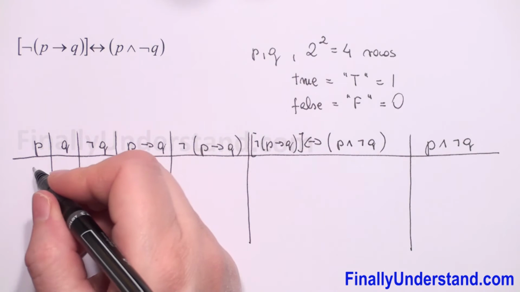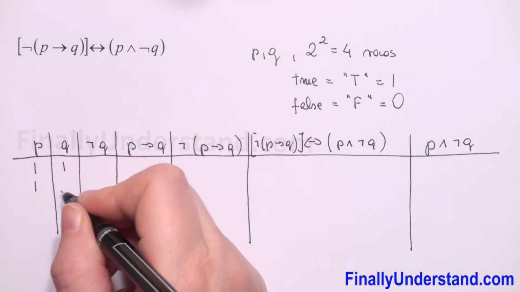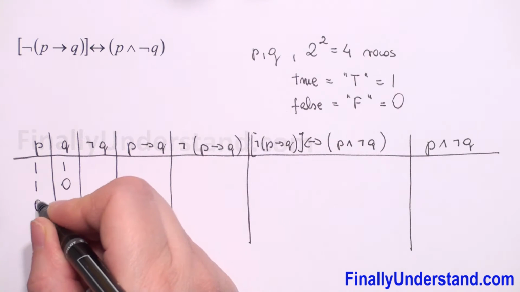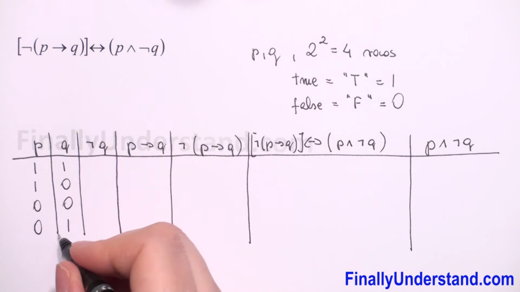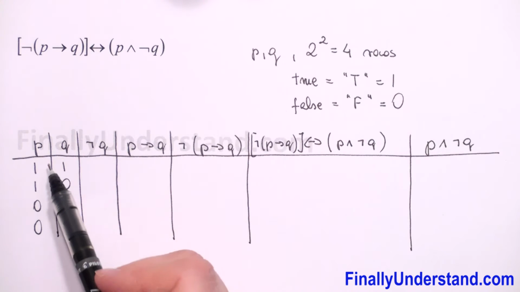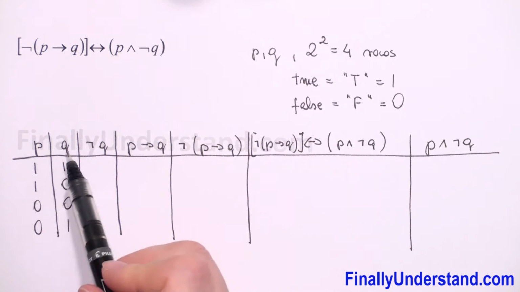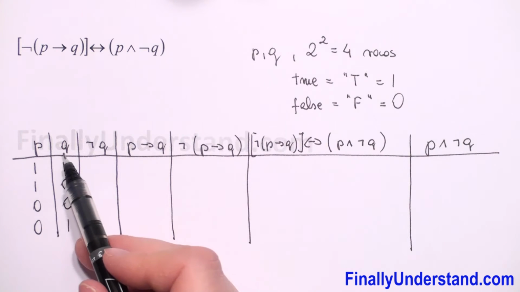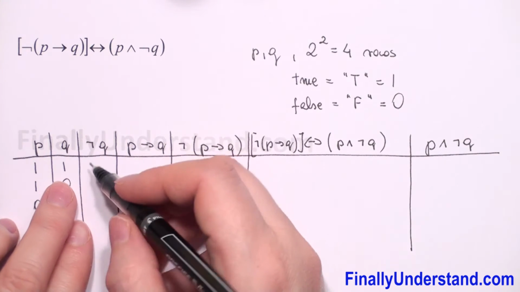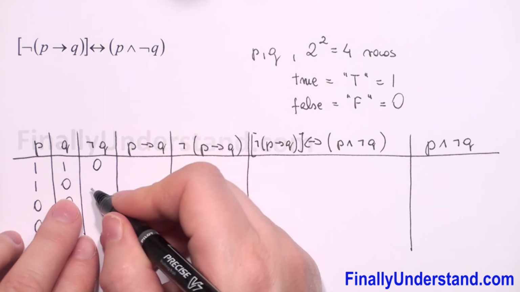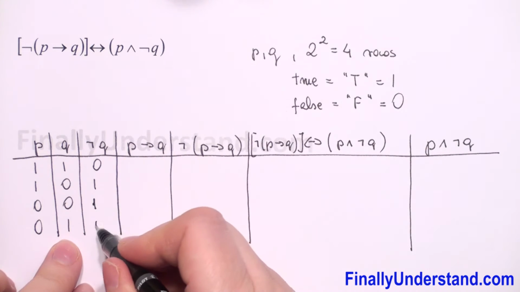So now P can be 1, Q 1, P 1, Q 0, P 0, Q 0, and P 0, Q 1. You can always check: you should have for P 2 truths when you have 2 statements, P and Q, and 2 falses. The same for Q. Next, we have the negation of Q, so we have to look at the second column. Not 1, so it will be 0, not 0, so it will be 1, not 0, 1, not 1, 0.